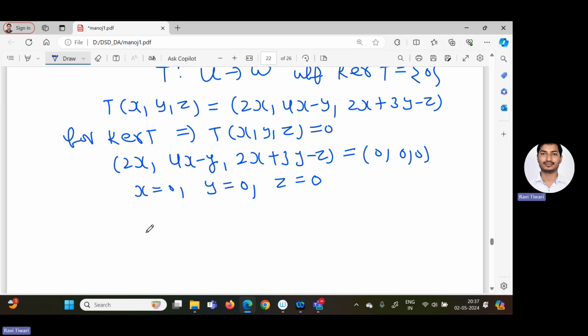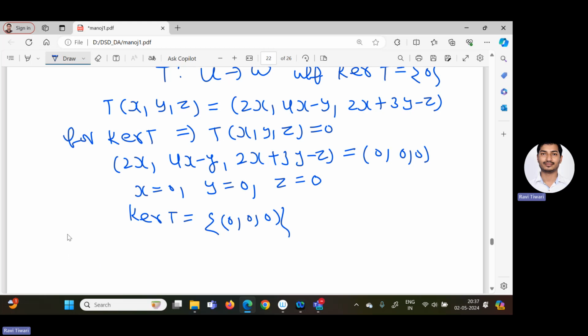So what are we getting? In the kernel of the linear transformation we only get 0, 0, 0. So kernel T is the 0 vector, and we can say that this linear transformation is invertible. Now how do you calculate the inverse of a linear transformation?